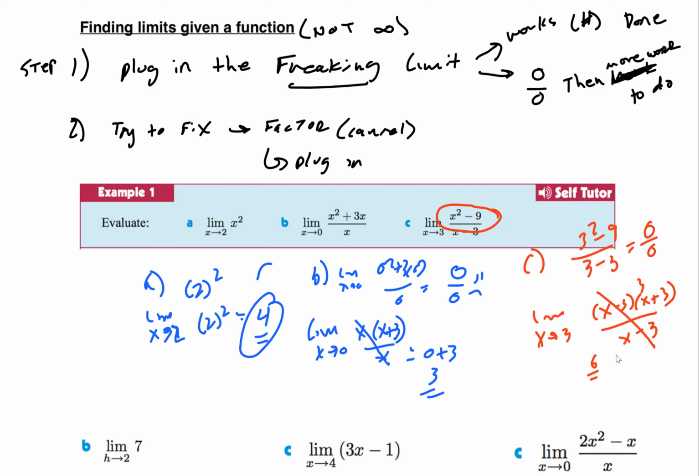That's really it. For finding limits of a given function, the non-infinity type, all you have to do is plug it in. If it works, you're done. If it doesn't work, you've got to fix it. And for us, the fix is factoring. When you get to AP Calculus or calculus in general, it encompasses a lot more things like conjugates and rules and theorems. But for us, we just got to factor.